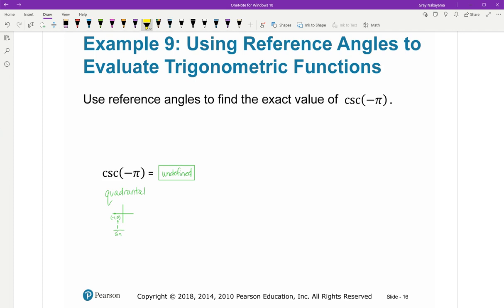So I hope you remember. Write it down if you can't remember. The reference angle is the positive acute angle made with the x-axis. Positive acute angle made with the x-axis.